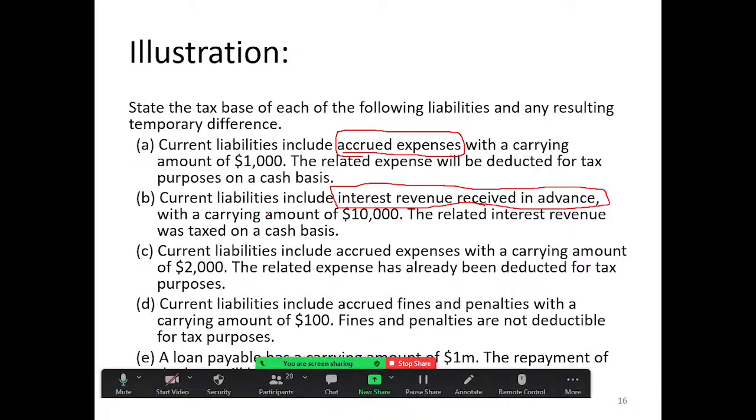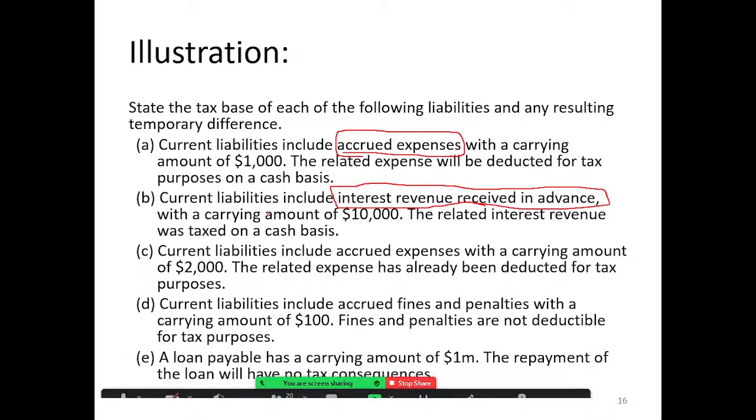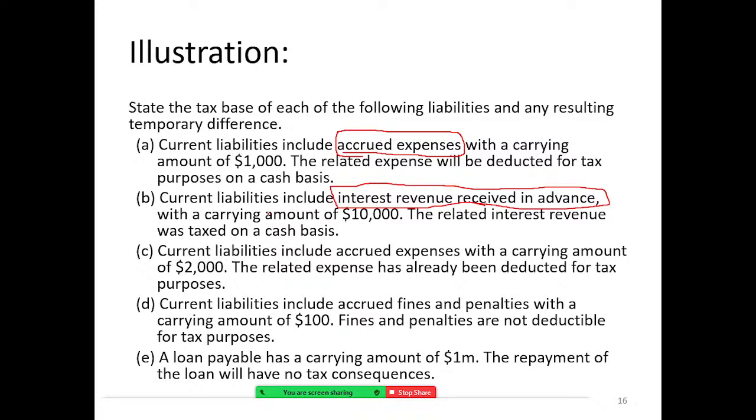Here current liabilities include interest revenue received in advance, with the carrying amount of 10,000. The related interest revenue was taxed on cash basis. Here the accountant has recorded it and the tax authority has also recorded it. Anyhow, he has recorded, and the tax authorities also have recorded and charged income tax on that profit.